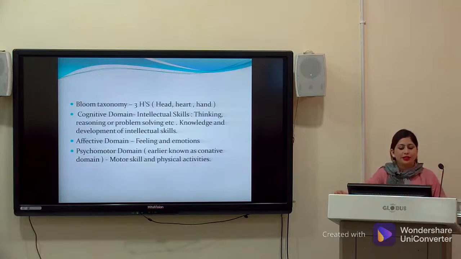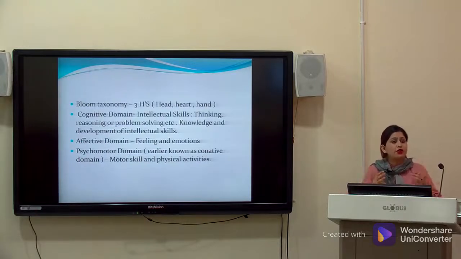So, in Bloom's taxonomy, there are, as we usually call them, three domains: the cognitive domain, the affective domain and the psychomotor domain. There are three domains of learning: the cognitive domain of learning, the affective domain of learning and the psychomotor domain of learning. So, that's called the three heads. What are the three heads? The head, the heart and the hand. The head is our cognitive domain. The affective domain is the heart and the psychomotor domain is the hand.